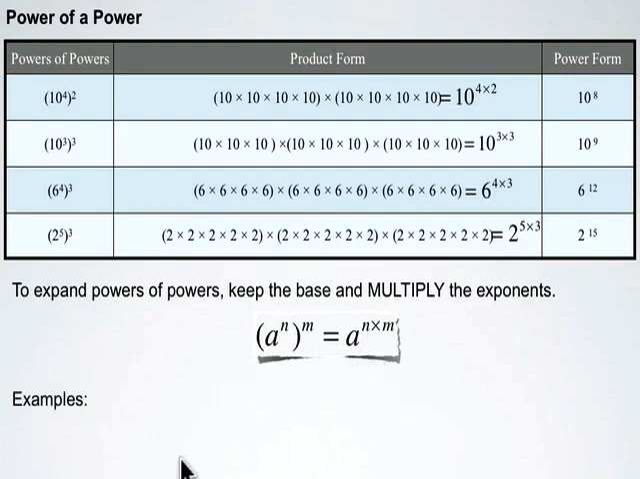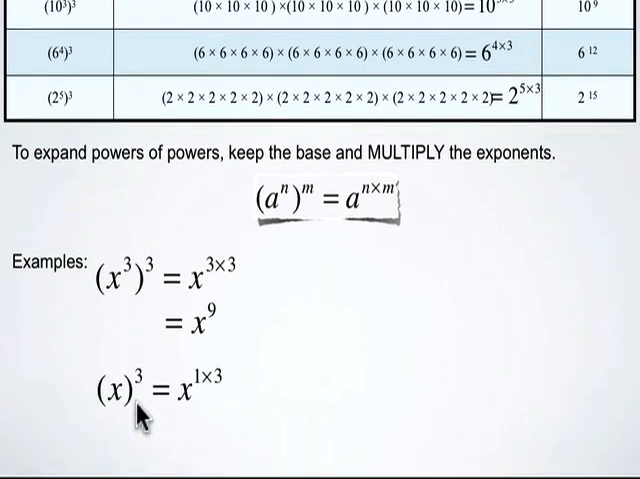Looking at some examples, if I have x to the exponent 3, then to the exponent 3, my power law says to multiply those two exponents together, so I have x to the 3 times 3. What it would look like is x to the 3 3 times, which really gives me x to the 9. 9 x's, or 3 times 3.